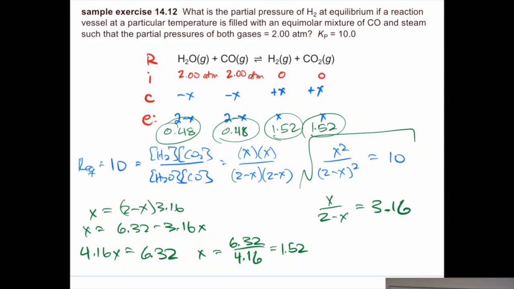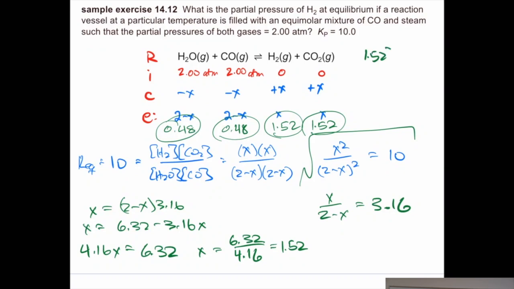And how can we check our work? Plug them into the mass action expression and see if we get something pretty darn close to 10. So what is 1.52 squared divided by 0.48 squared? 10. Is it 10? Then we have done our work. Good. Check plus.